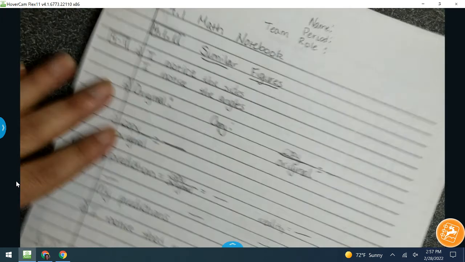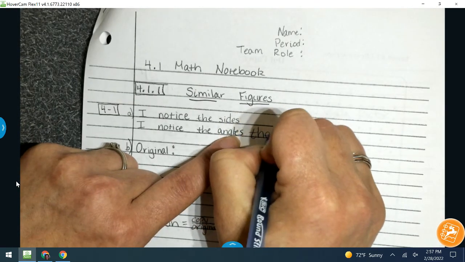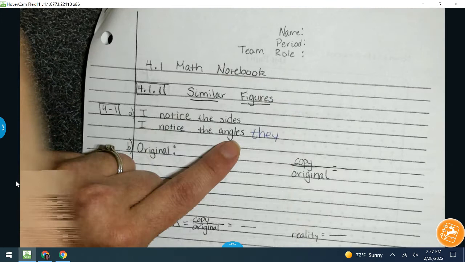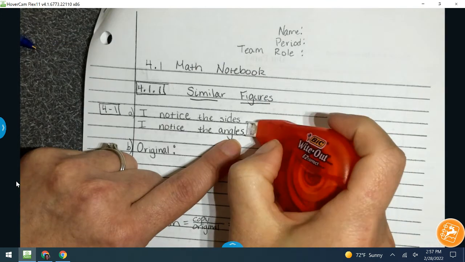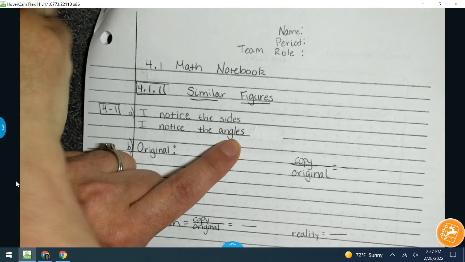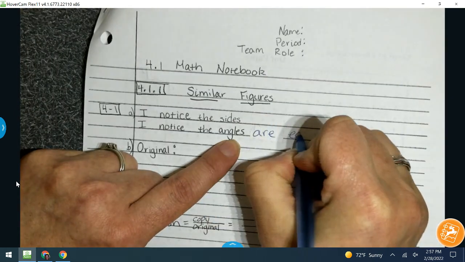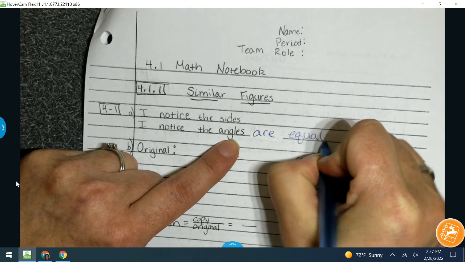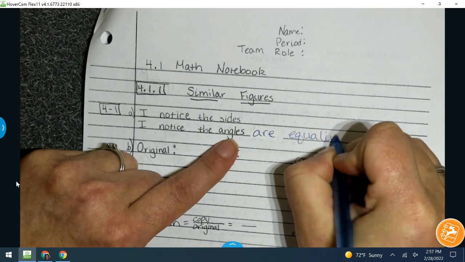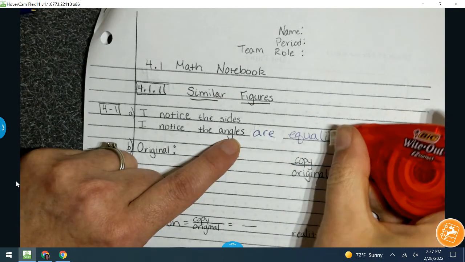So I'm going to go back to my front page, and I notice the angles, oh, that's not grammatically correct. Hang on a second. I notice the angles are equal. Or you can also put equivalent. Oh man, I can't spell today, so I'm going to say they're equal.